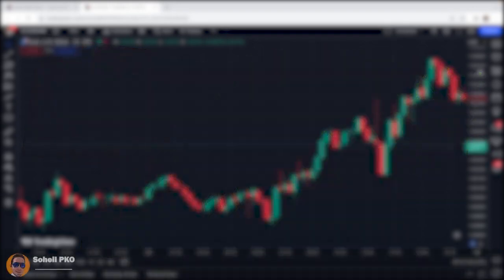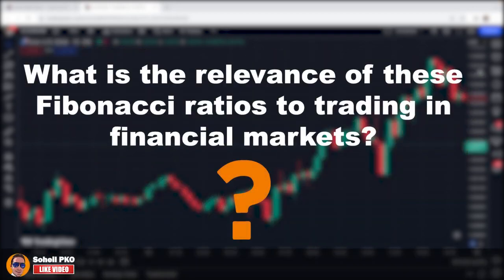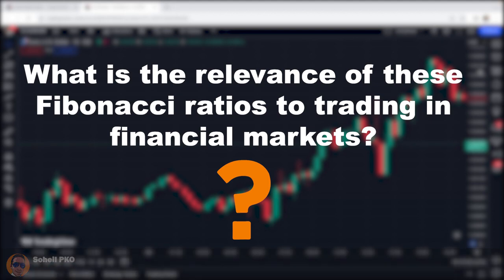Alright, now you may wonder what is the relevance of these Fibonacci ratios to trading in financial markets. For unknown reasons, these ratios found application in financial markets and they act as support and resistance levels on the chart. Now you may wonder, how is that possible? How do they work as significant levels?